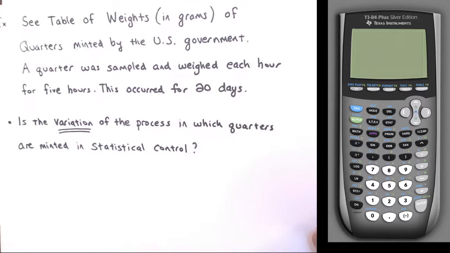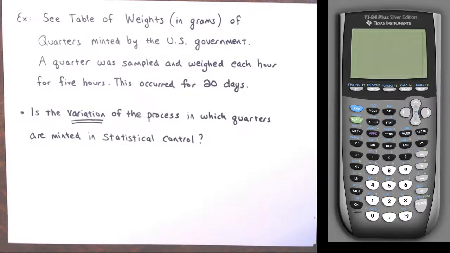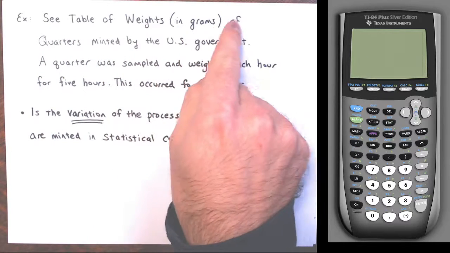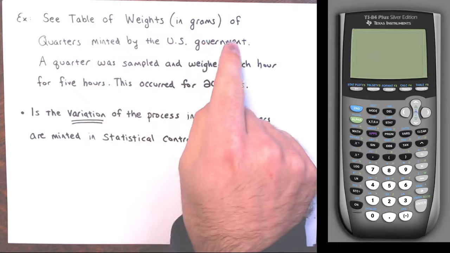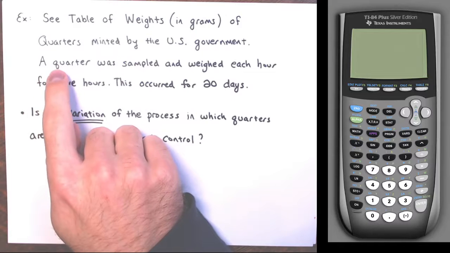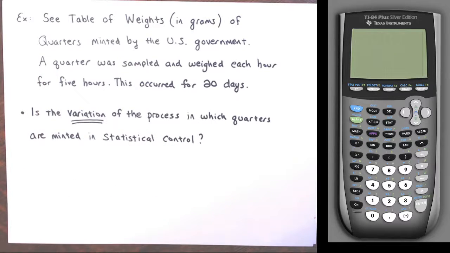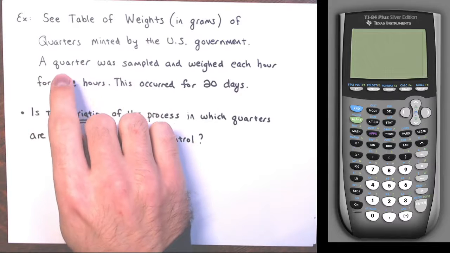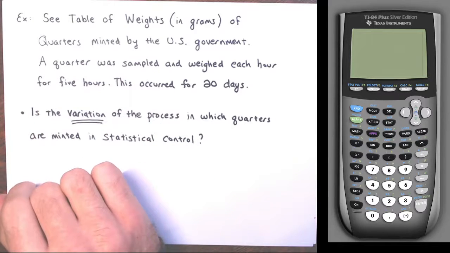All right, so in my example today, and I'm going to also be using this same table of data in my next video on X-bar charts as well. But for R charts, see the table of weights in grams of quarters minted by the U.S. government. All right. So here's how the quarters were taken. Let's say we're at the Denver Mint. They're minting quarters, creating quarters with machines and a manufacturing process here.